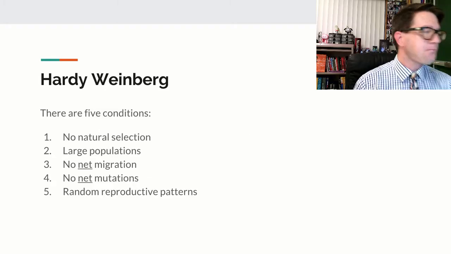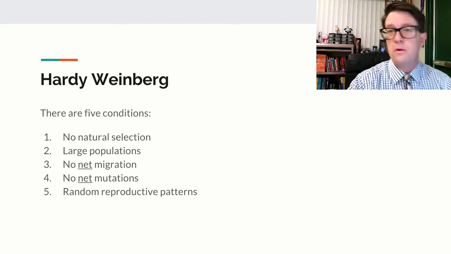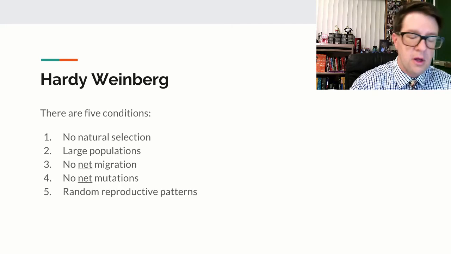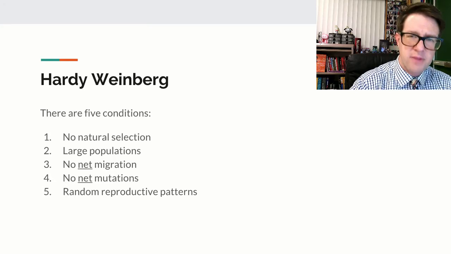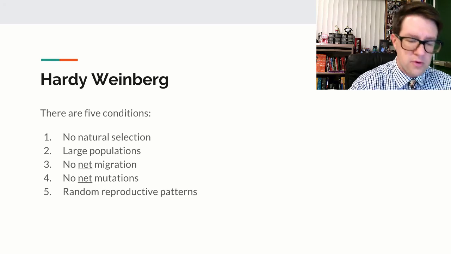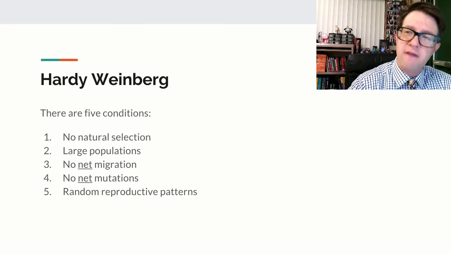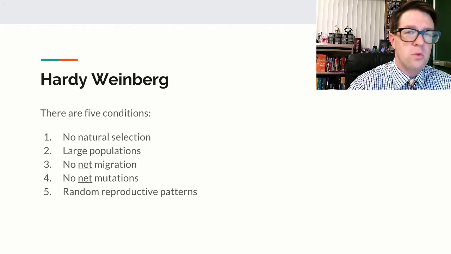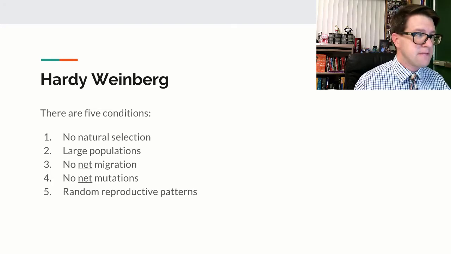So there are two individuals. One's named Hardy, one is named Weinberg. And what they did was independently come up with a way of mathematically explaining whether or not there's evolution occurring. And what they agreed upon, both of them independently, was that there are 5 things that must happen. And as long as these 5 things happen, evolution does not occur. We're at what we would call an equilibrium, where we don't see anything changing.